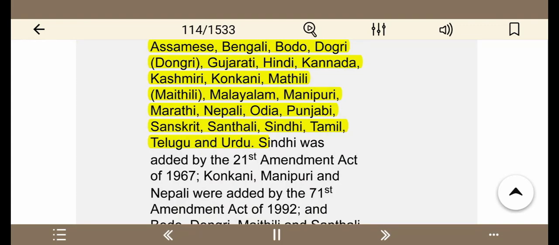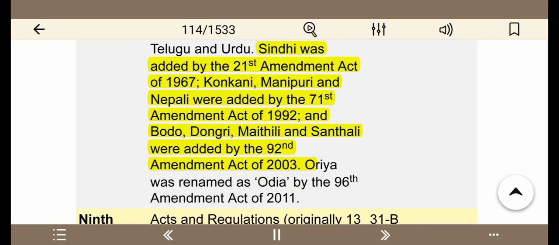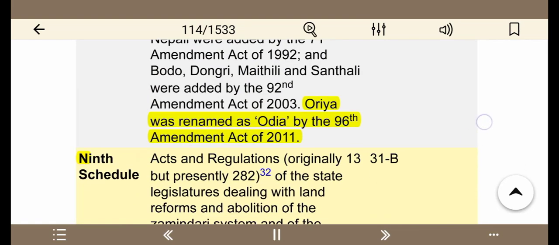Tamil, Telugu and Urdu. Sindhi was added by the 21st Amendment Act of 1967, Konkani, Manipuri and Nepali were added by the 71st Amendment Act of 1992, and Bodo, Dogri, Maithili and Santali were added by the 92nd Amendment Act of 2003. Oriya was renamed as Odia by the 96th Amendment Act of 2011.